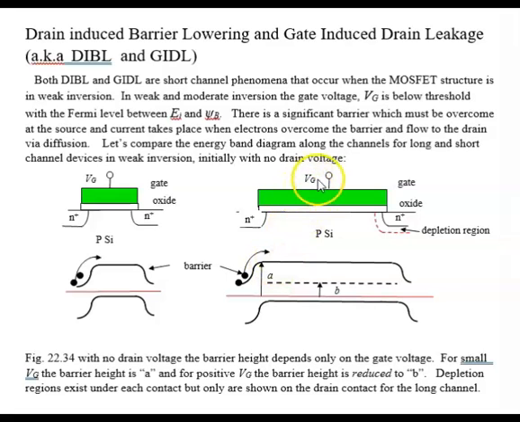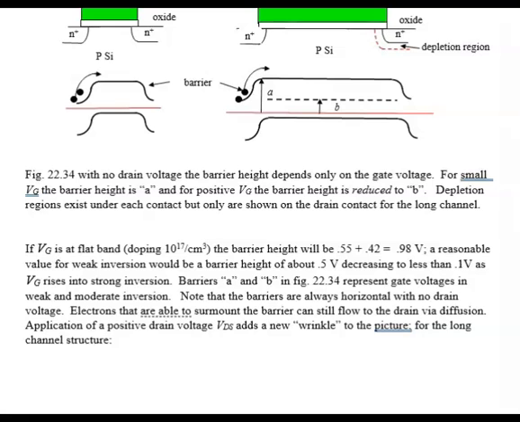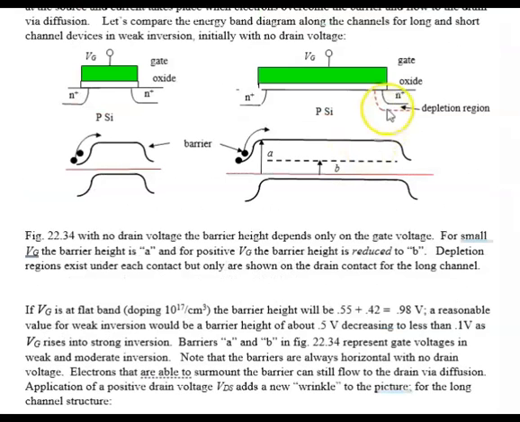So if we have weak inversion with barrier A, if we have a more positive voltage or VG, then we would get a barrier height of B. In both cases, we have depletion regions underneath of the surface, and because we have no voltage on the drain, this barrier height is horizontal, and it is the same for the source as it is for the drain. There's complete symmetry now between the source and the drain. That will not be the case, of course, when we put on a voltage on the drain.